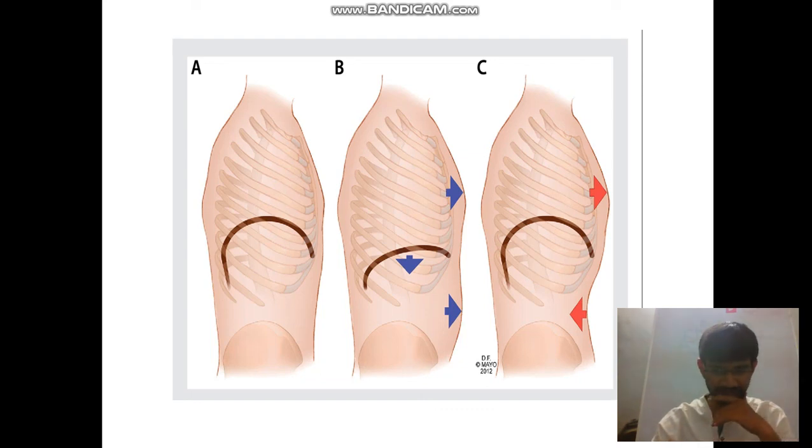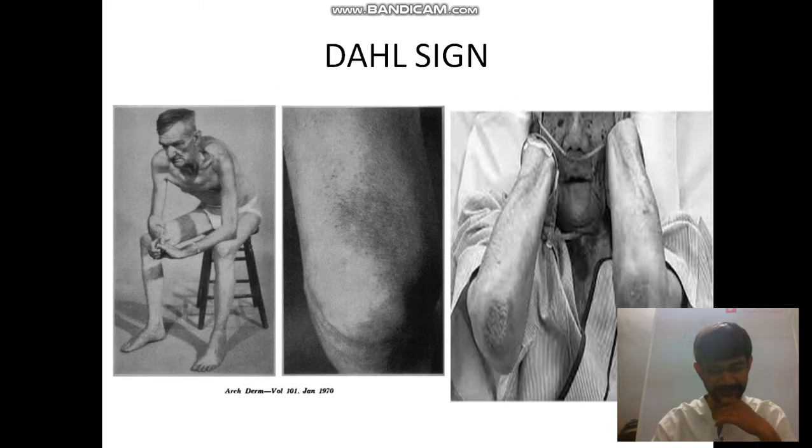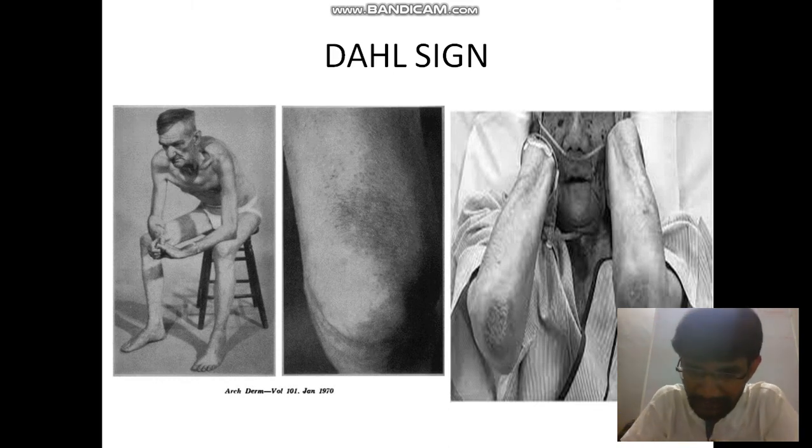Coming to the last sign of today's video, Dahl sign. One of the viewers had messaged it in the comment box. What happens in Dahl sign is, as we had seen in the previous video regarding the tripod posture, the COPD patient tries to keep his hand or extremity on the knees and bend forward. What happens when he stays in that position for a long time? There will be hyperpigmentation of the extremities, near towards the knees. That sign is known as Dahl sign.